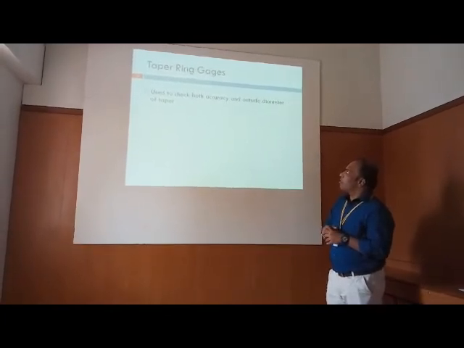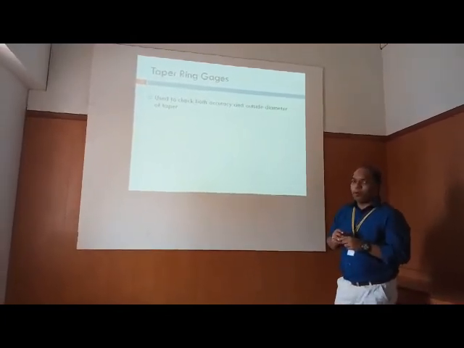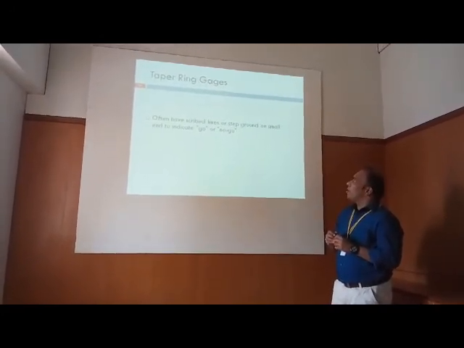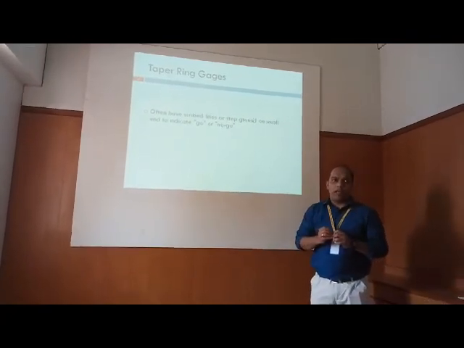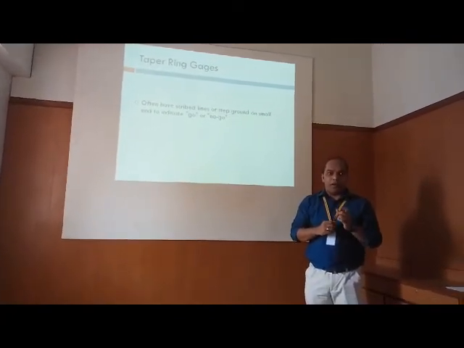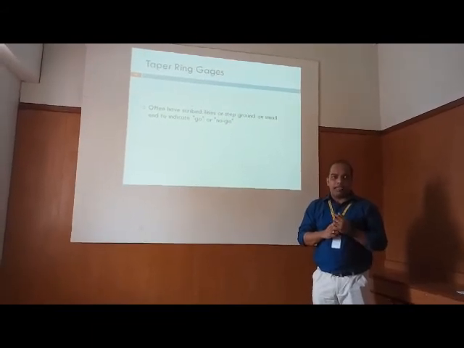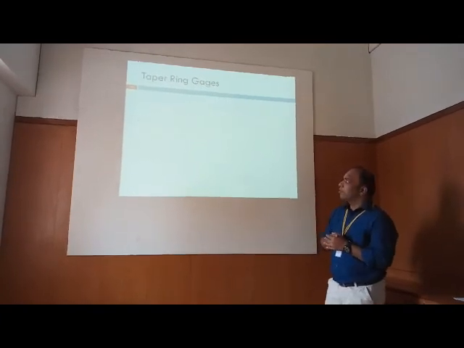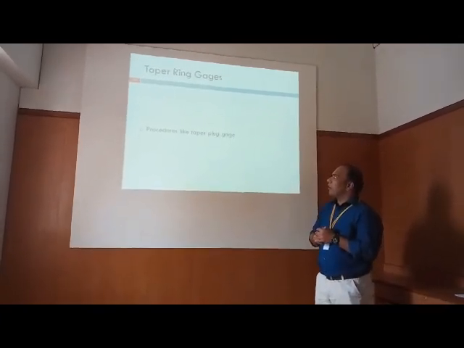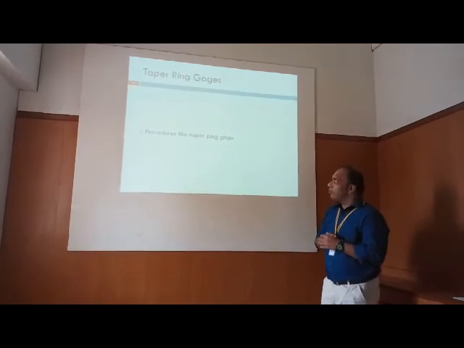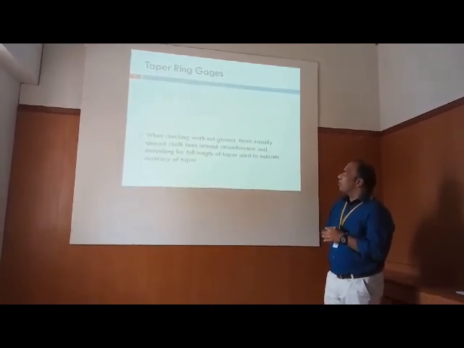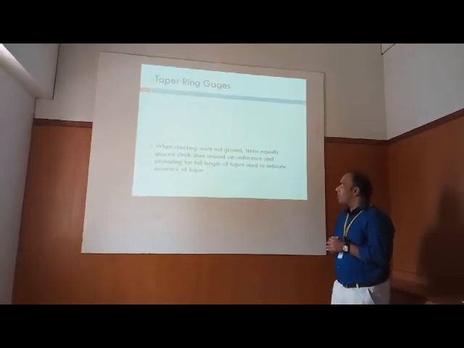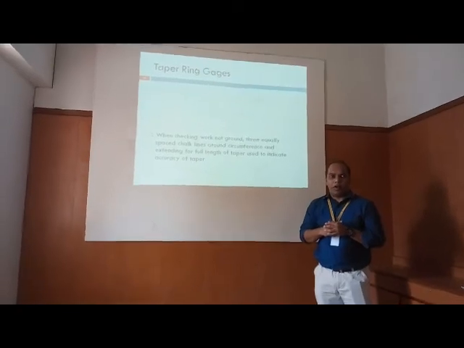It is used to check both accuracy and outside diameter of the taper. Often they have scribe lines or a staked ground on the small end to indicate go or no go. As from the very first slide we are seeing, go indicates positivity and no go indicates negativity, or you can call it the rejection slot of the workpiece. Procedures are similar to the use of a taper plug gauge. When checking work not ground, three equally spaced chalk lines around the circumference, extending the full length of the taper, are used to indicate accuracy of the taper.